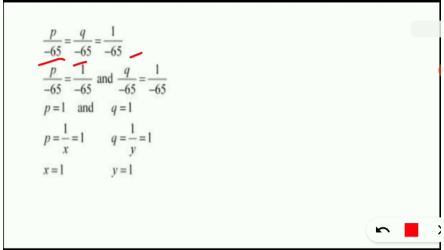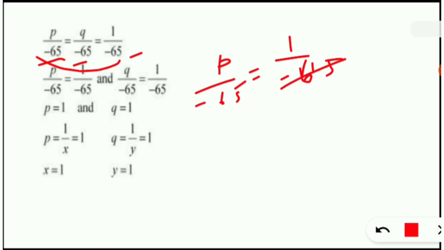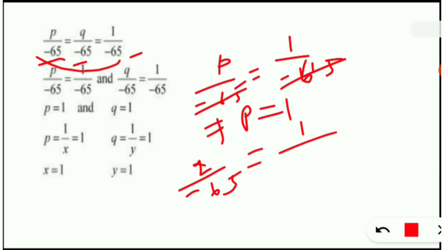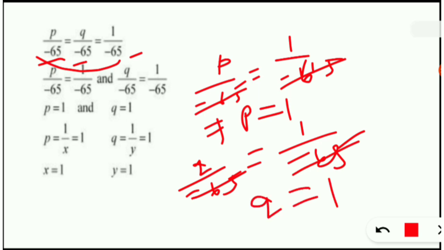At first we compare the first and last. So p divided by minus 65 equals 1 divided by minus 65. So minus 65 and minus 65 cancel, so p equals 1. Again, comparing the second and last, q divided by minus 65 equals 1 by minus 65. So minus 65 and minus 65 cancel, again q equals 1. So p equals 1 and q equals 1.